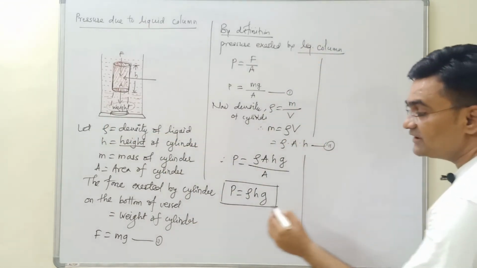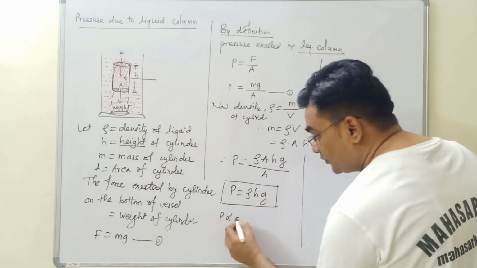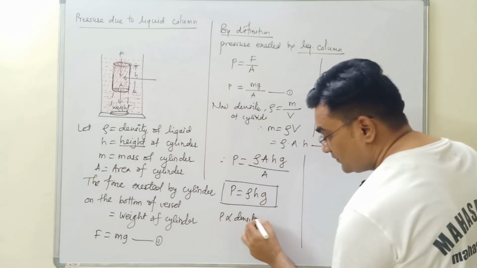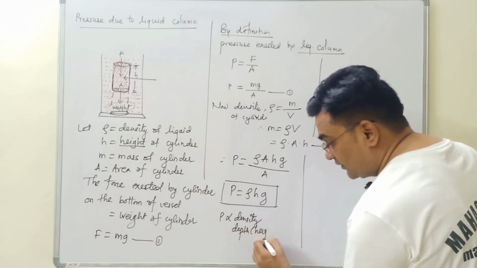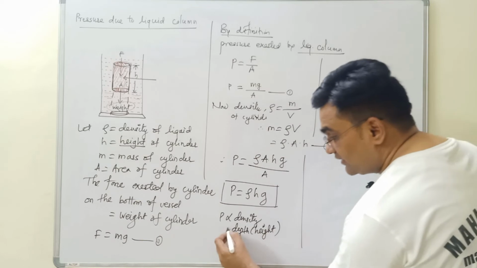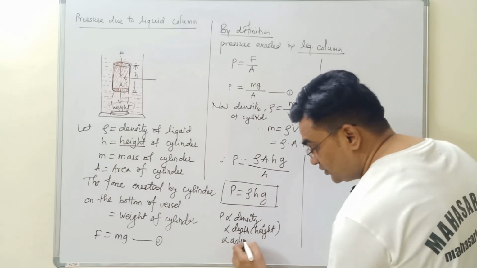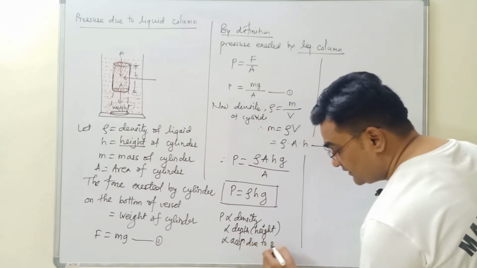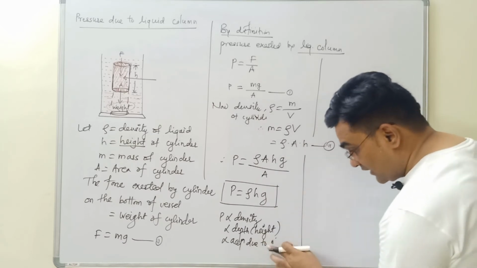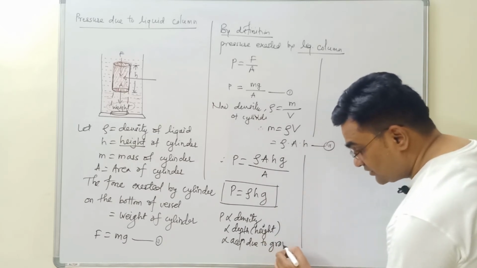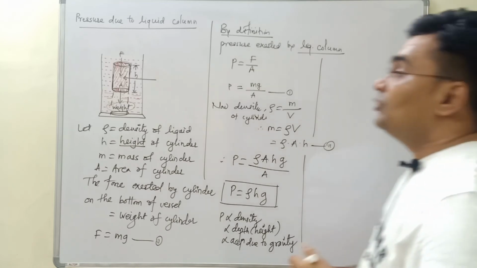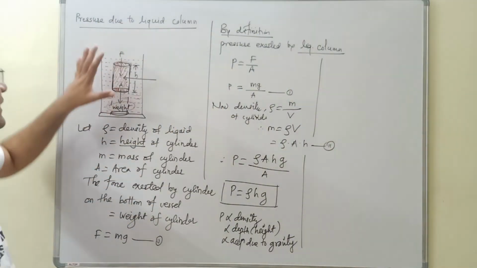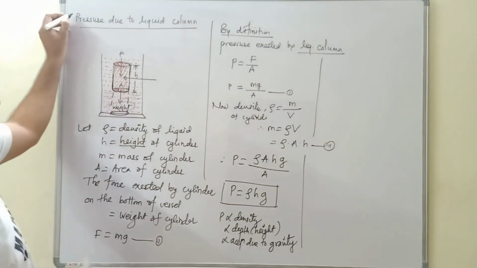Okay. From this we can say that pressure is directly proportional to density, directly proportional to depth or height of that liquid column, and directly proportional to acceleration due to gravity also. So if the planet is changed, the acceleration due to gravity will change, and the corresponding pressure of that column acting on that surface is also going to what? Change.